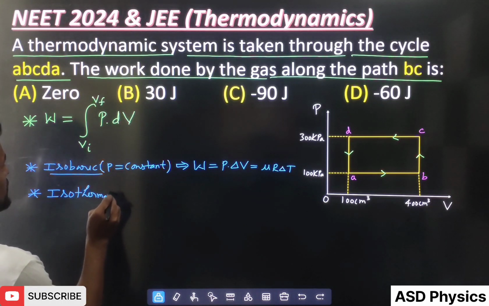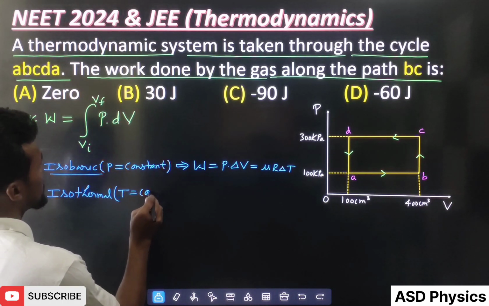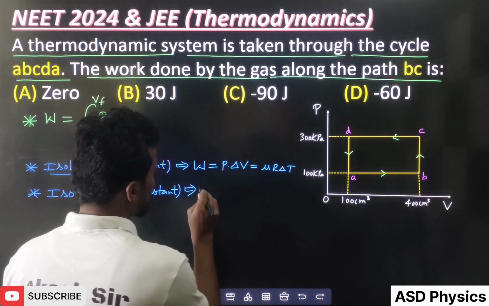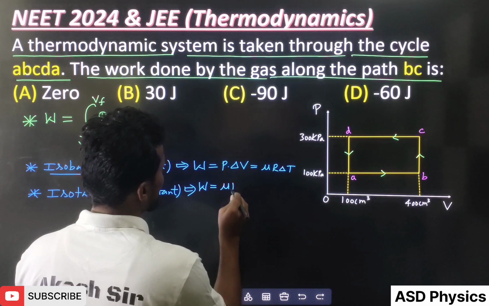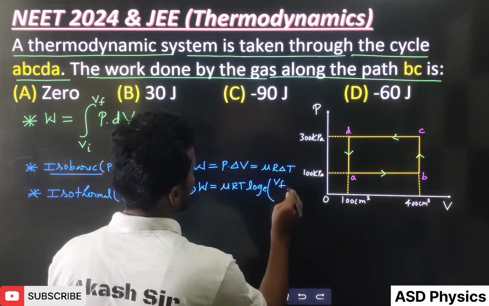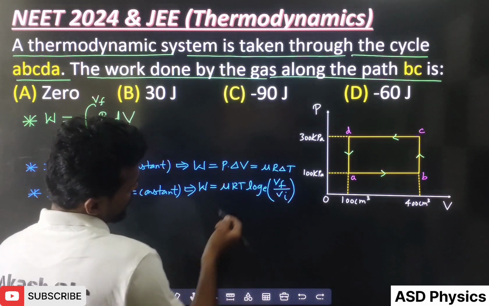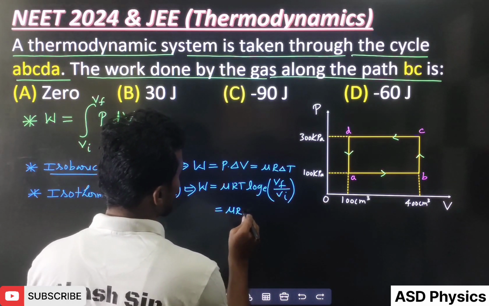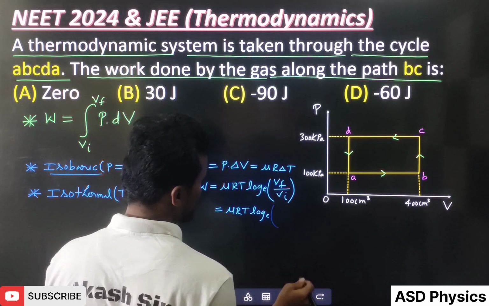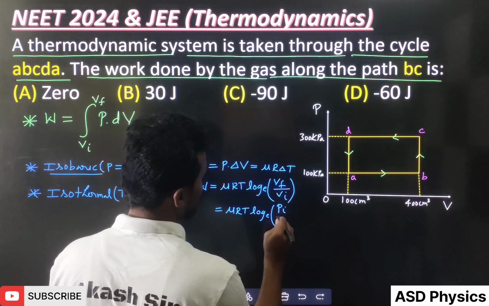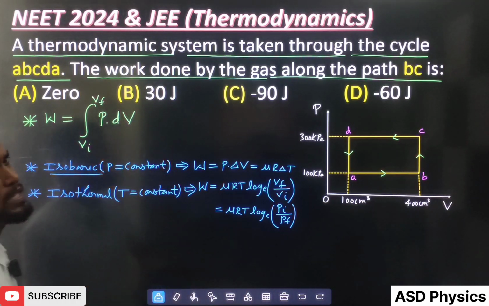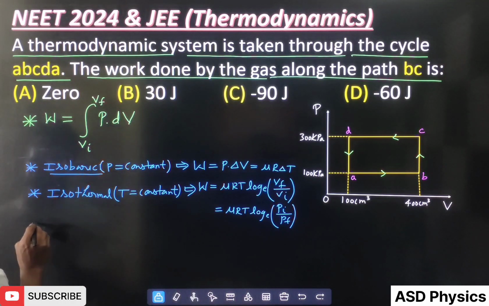Second formula I will tell you, isothermal process. In this, temperature will be constant. In this process, the formula will be work done equals mu RT log base e of Vf by Vi. Or if you wish, you can write mu RT log base e of Pi by Pf. Here Boyle's law will be valid, PV will be constant. Here we can write Pi Vi equal to Pf Vf. From there we are writing.